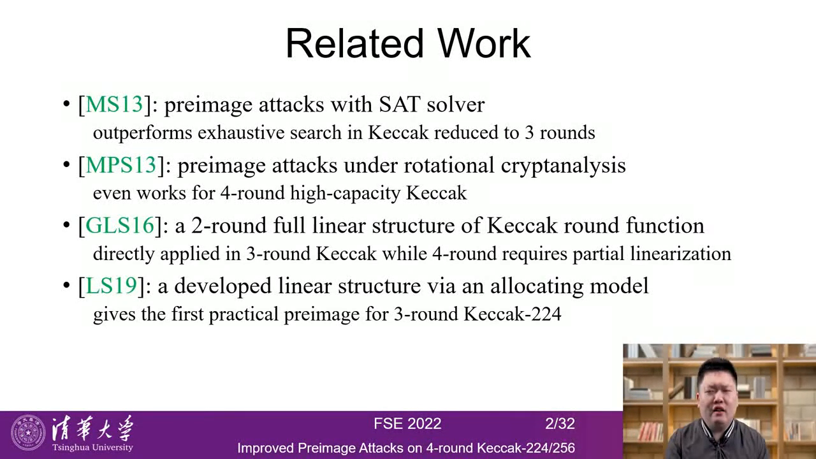In GLS16, a 2-round full linear structure of the Keccak round function is proposed. This structure can be directly applied in 3-round Keccak, while attacks on 4-round Keccak still require another process of partial linearization. In LS19, the authors developed the linear structure via an allocating model. This model works extremely well in 3-round Keccak and even helps in providing the first practical preimage for 3-round Keccak-224. However, their partial linearization strategy for 4-round Keccak is still inefficient. Our work directly inherits this developed model and just makes efforts in partial linearization.